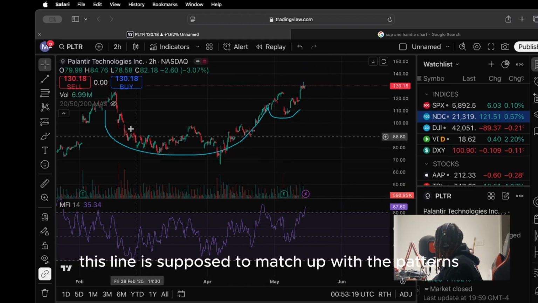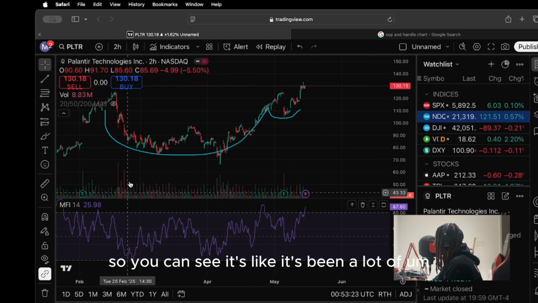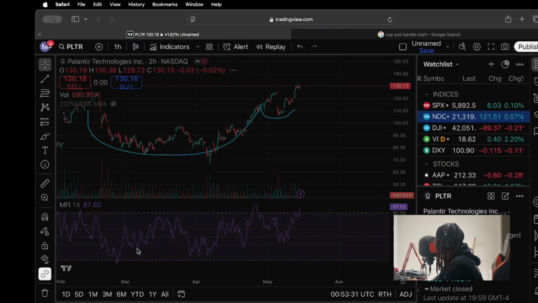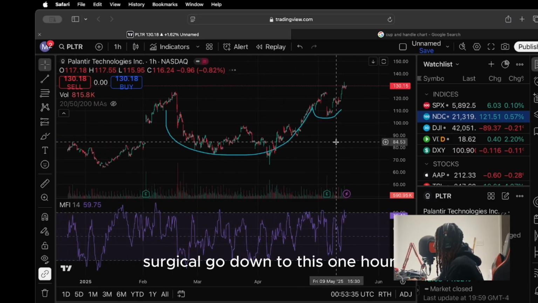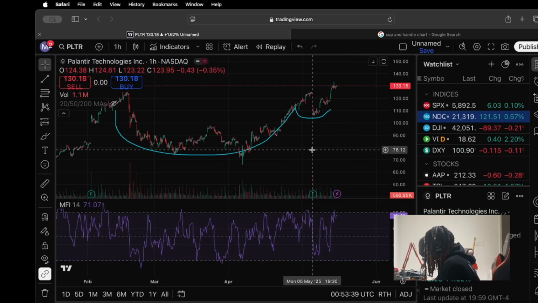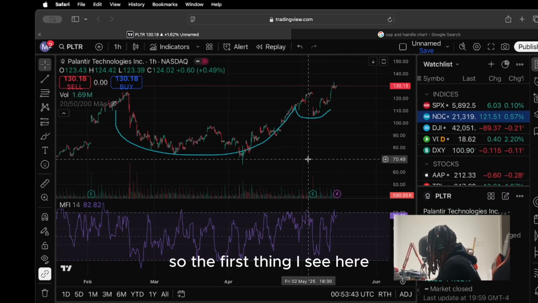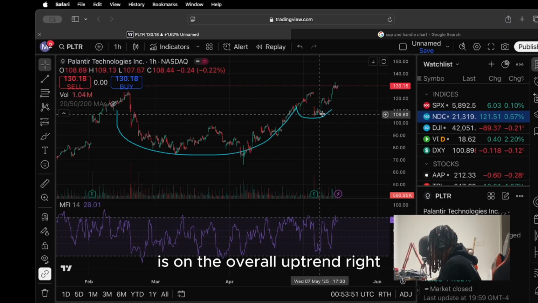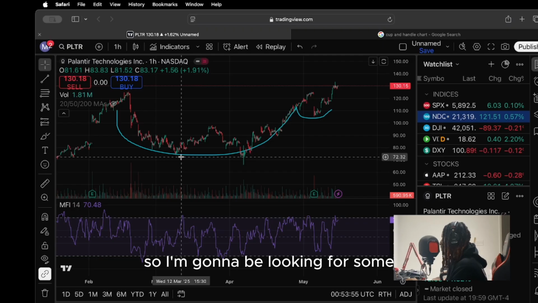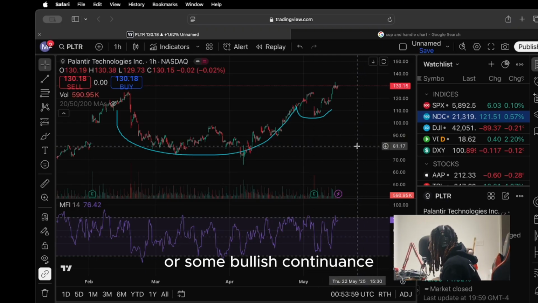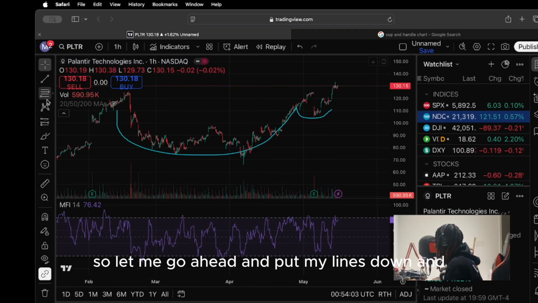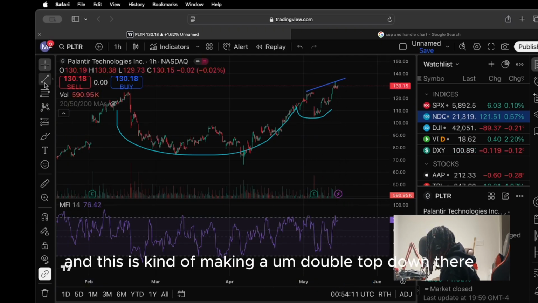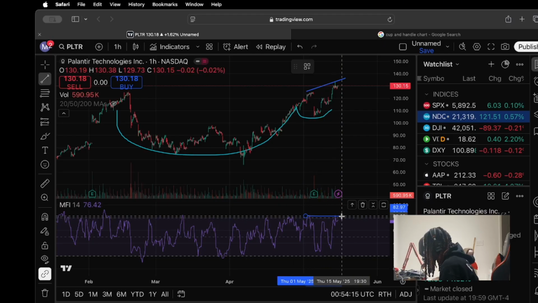So basically this line is supposed to match up with the patterns of this line. So you can see there's been a lot of different divergences going on. Let me get a little bit more surgical. Go down to this 1 hour. So boom. The first thing I see here is an overall uptrend, right? So I'm gonna be looking for some type of bearish divergence or some bullish continuance. So let me go ahead and put my lines down. We go here, here, and this is kind of making a double top down there. So boom, boom, double top.